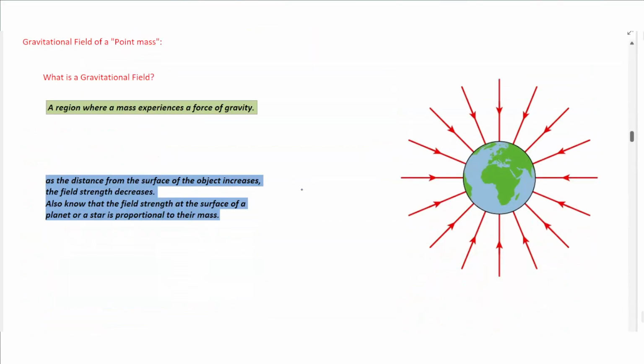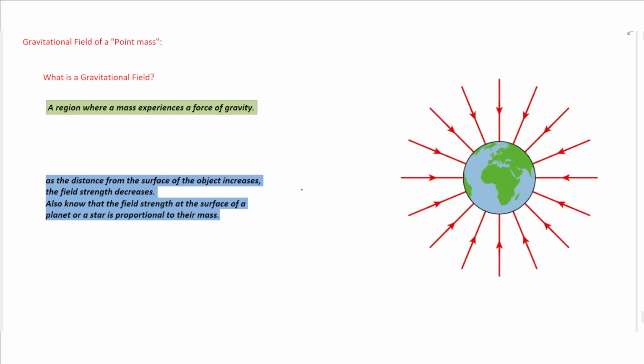Now we're going to talk about the gravitational fields of planets and stars. The gravity field is a region where a mass experiences a force, and the field strength is the force per unit mass. It is the force on 1 kilogram due to the gravitational force.